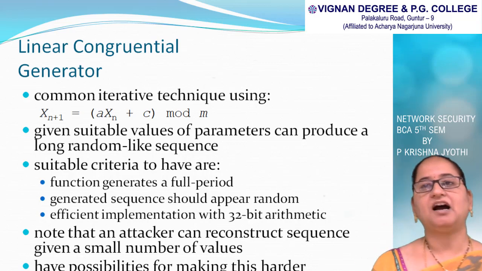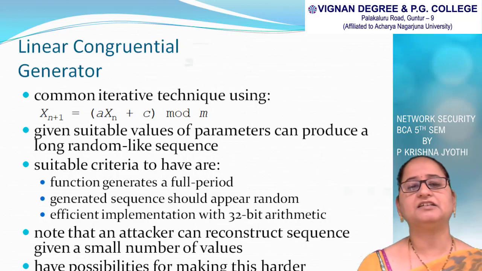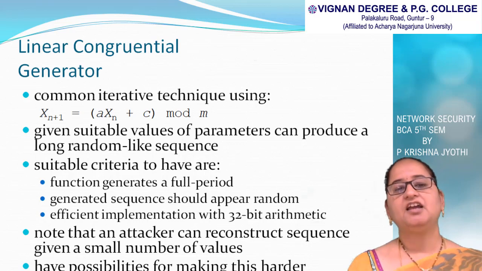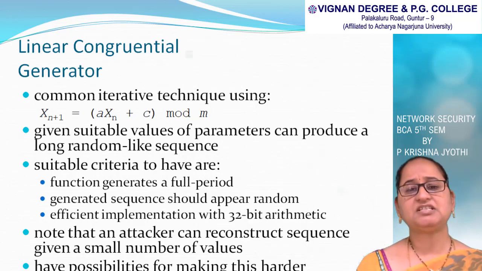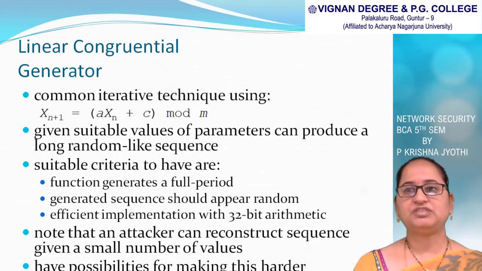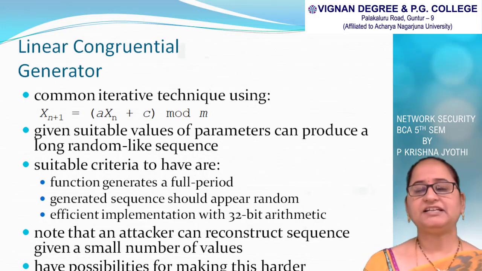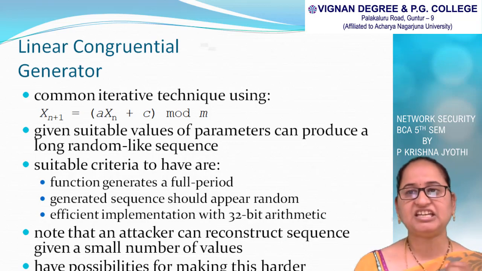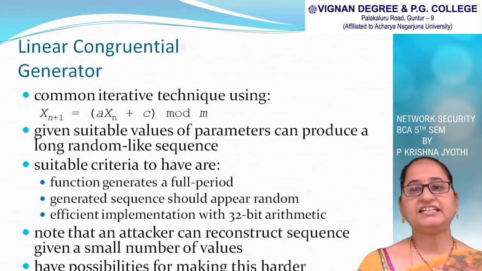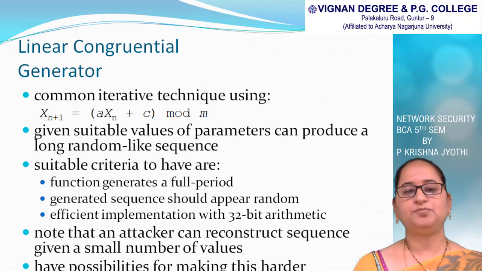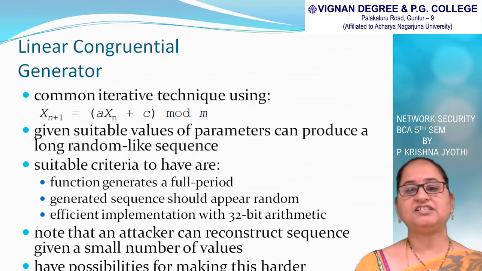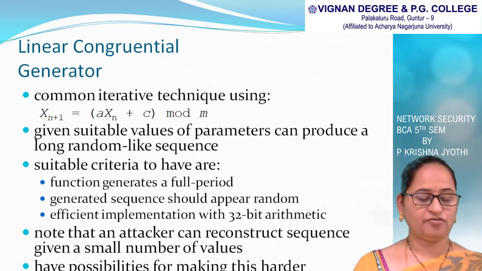Here these random numbers are developed using some algorithms. One is a common iterative technique. Here we are using a formula: Xn+1 = (aXn + c) mod m. It takes suitable values of the parameters and produces a random-like sequence. It is a suitable criterion because the function generates a full period. It generates a sequence that should appear random, it is efficient to implement with 32-bit arithmetic, and it makes it so that an attacker cannot reconstruct the sequence given a small number of values.